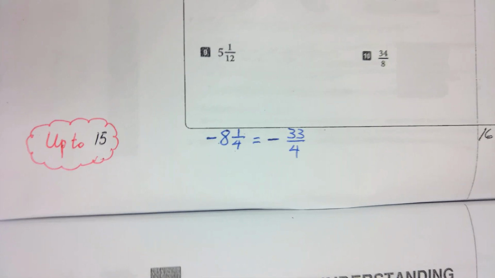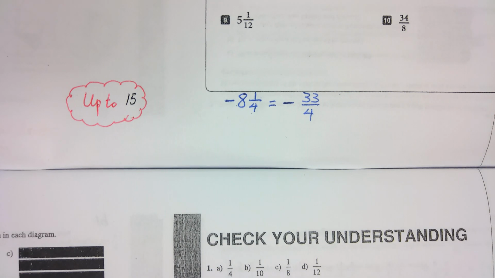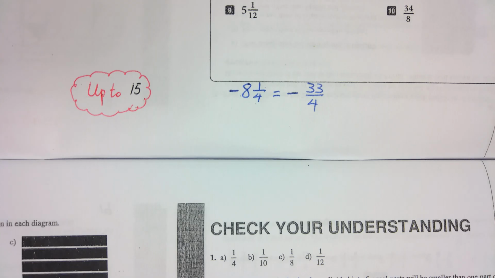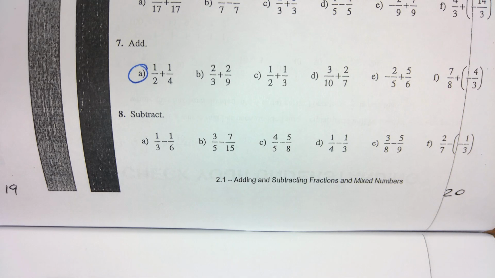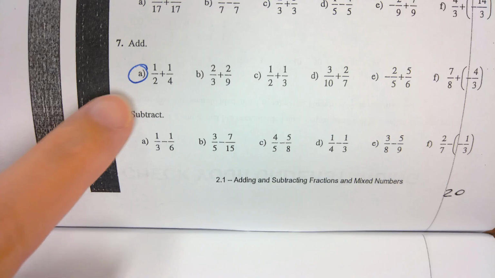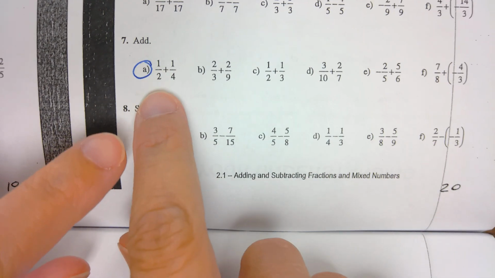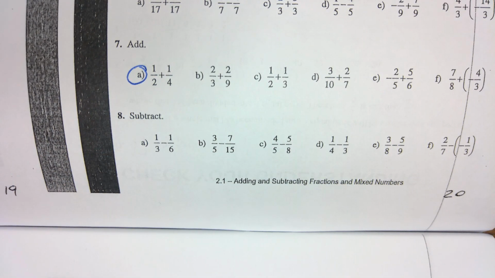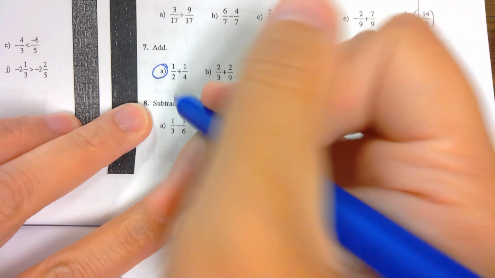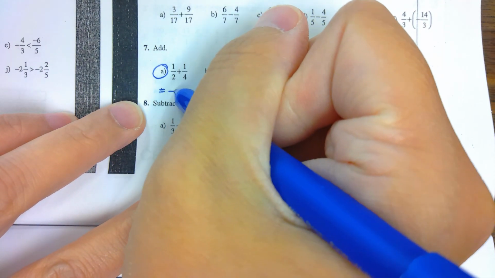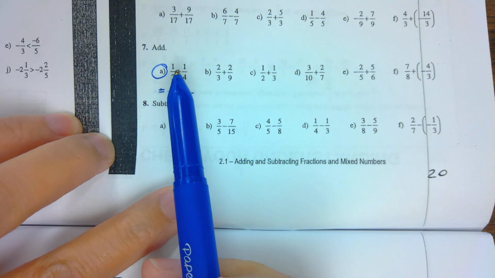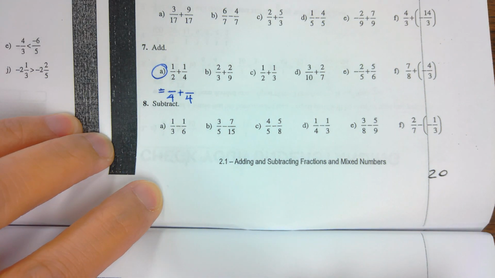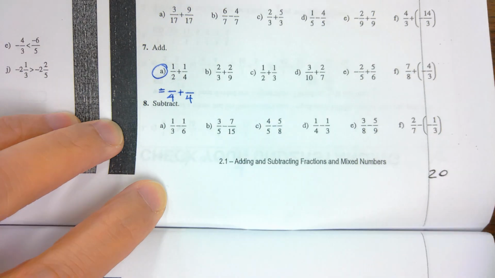Okay, so I'm going to get you guys to try. I'll put it on the board. I'm going to do it on the board. So page 20, 7a right here. Again, I have two fractions but different denominators. So I want to change it so that they have the same denominator. So over 4 over 4. 1/2 is the same as what over 4? Yeah, 2 over 4.